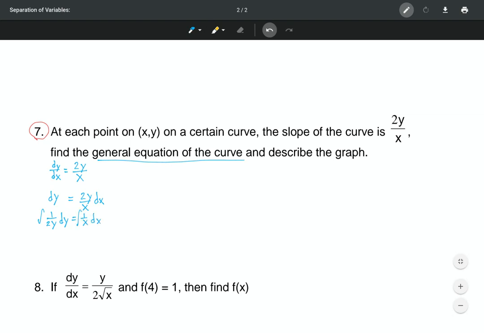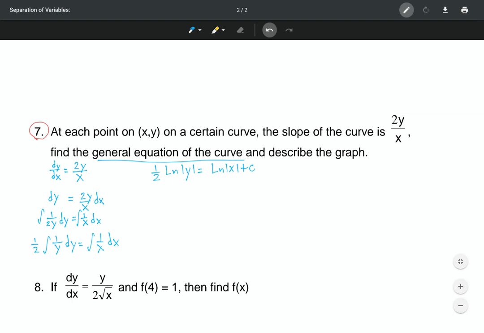All right. Now, before I go too far into it, I will pull the 1/2 out. So remember, any constant that's outside the integral, you can pull it out. And then now I'm going to integrate. So this is going to be 1/2. Now 1 over y, the antiderivative of that is the natural log of the absolute value of y. And the integral of 1 over x is going to be the natural log of the absolute value of x plus c.